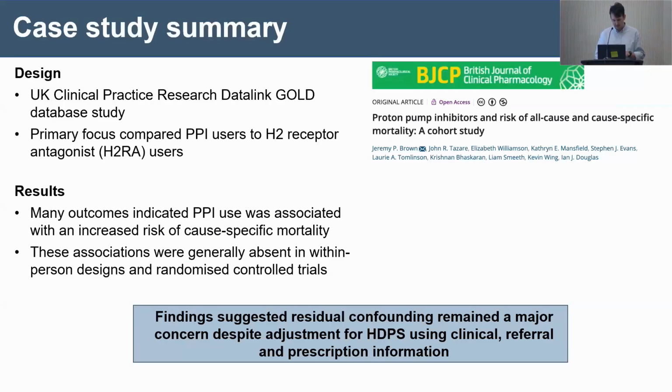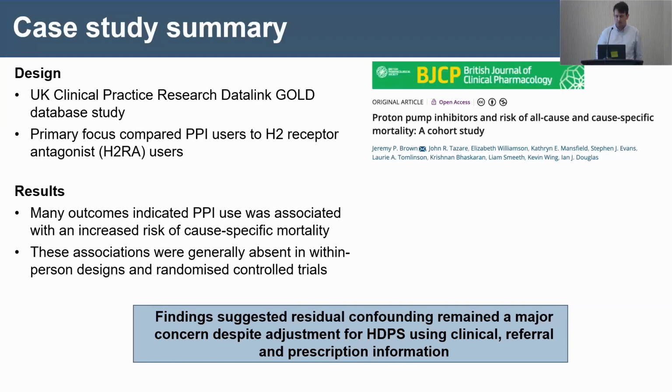So this project, incorporating test data within the HDPS framework, was motivated by a recent study, and I'll just briefly recap some details and findings from this. We conducted a cohort study investigating the use of PPIs and the risk of all-cause and cause-specific mortality. This was based in the UK CPRD Gold database, and the primary comparison was made between PPI and H2RA users. The analysis strategy consisted of propensity score and HDPS weighted using ATT weights in Cox regression models.